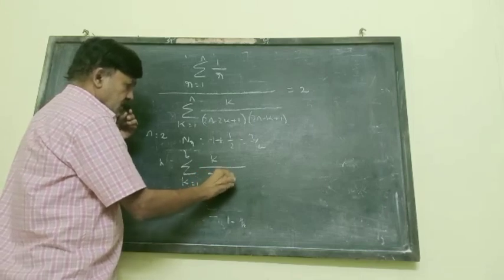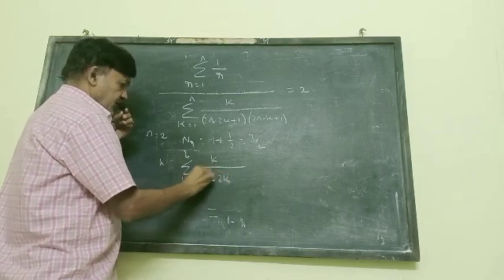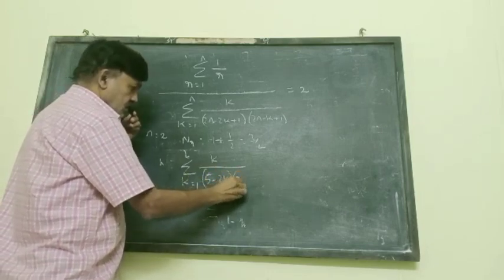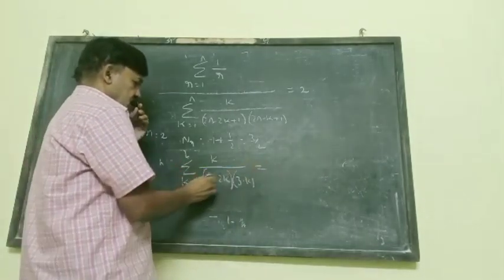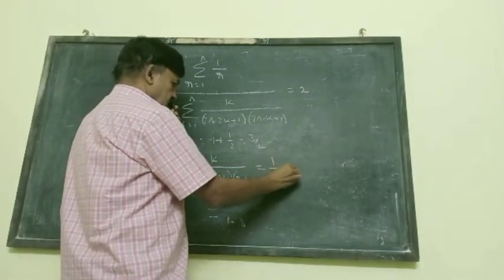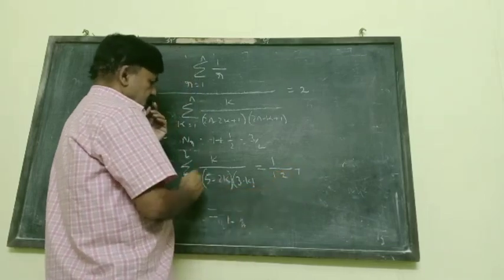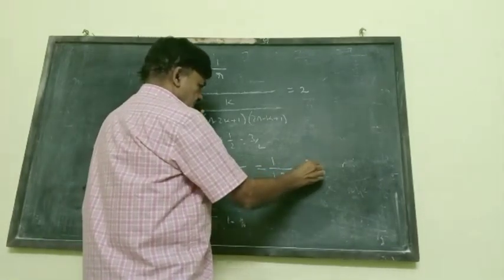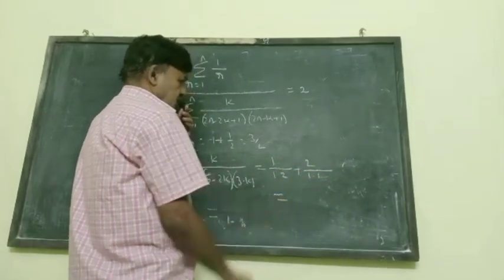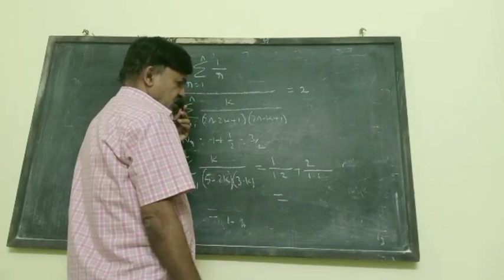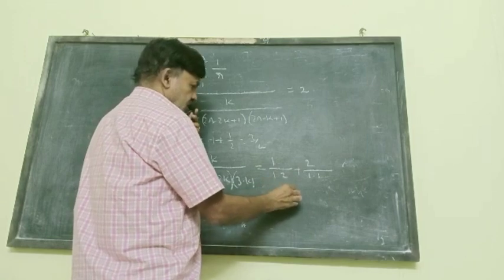What is the denominator? Sigma K is equal to 1 to 2, K by (5 minus 2K) into (3 minus K). You range your K values. K is 1: 1 by 1 into 2. K is 2: 2 by 1 into 1. Equivalent to how much? 1 by 2 plus 2, which is 5 by 2.